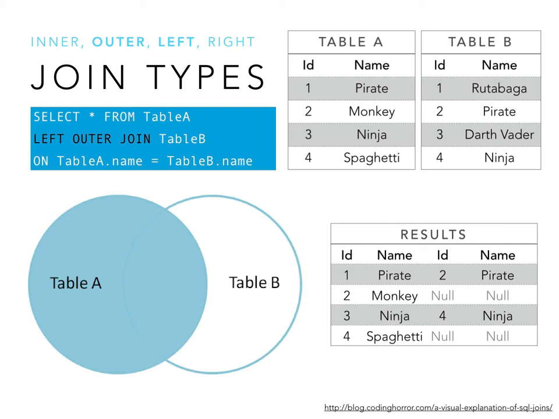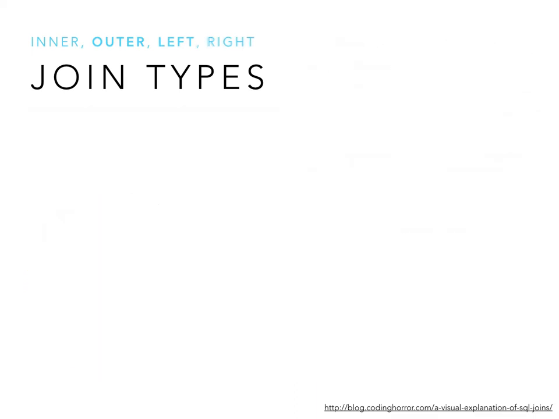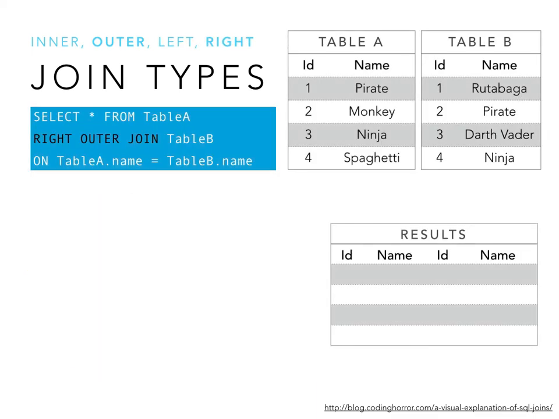Good question. Let me ask you this. Not you, everyone. If we had a right outer join, what would it look like and what would be in our results? Yes, it would be very much like the opposite of the thing we just saw. The right would have all this.